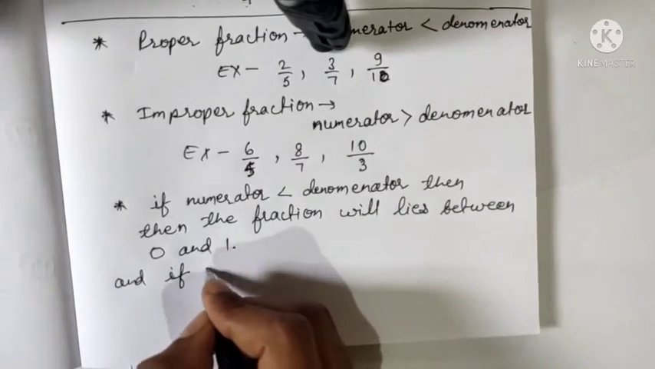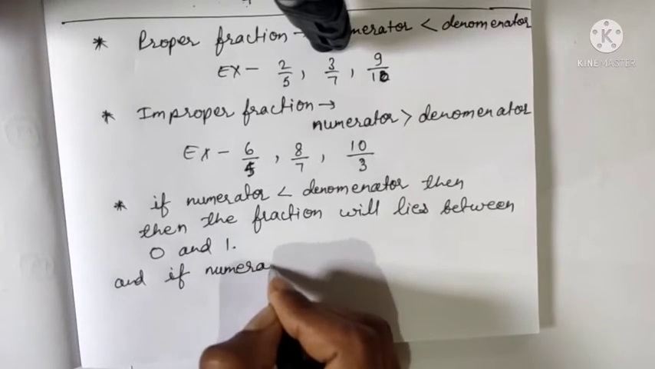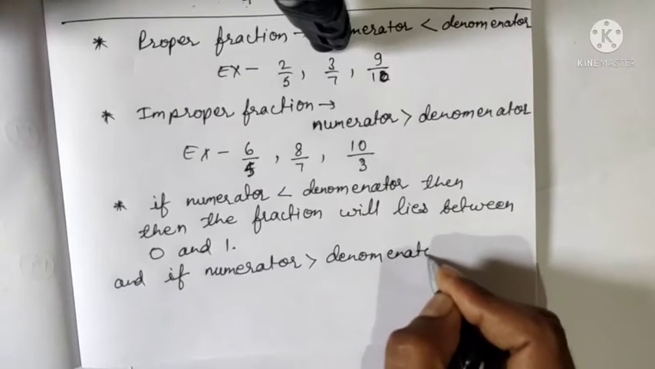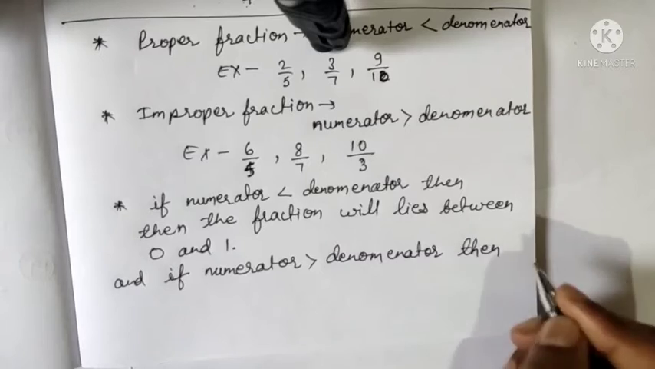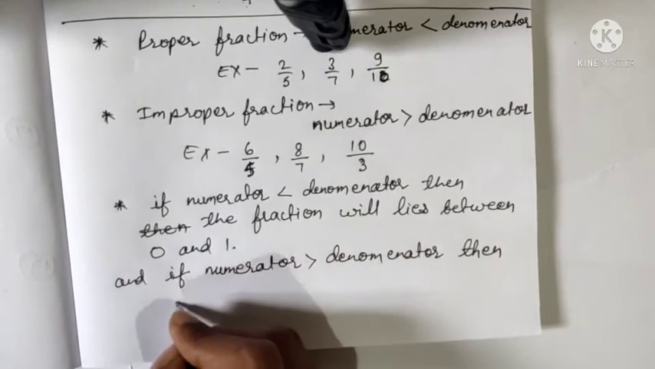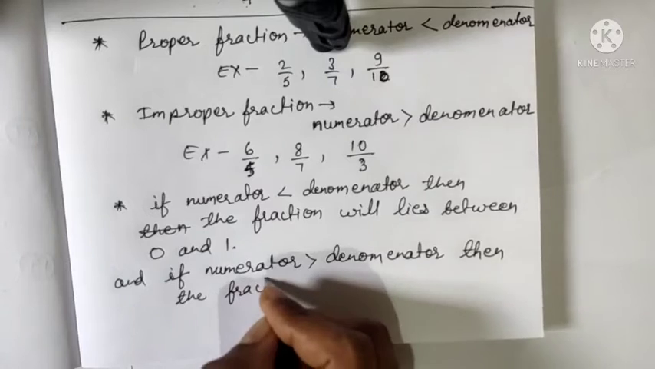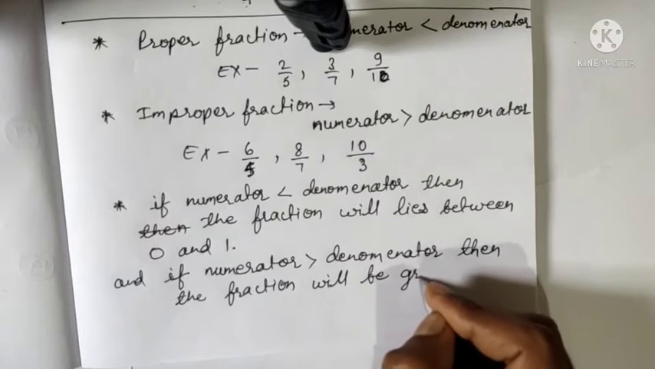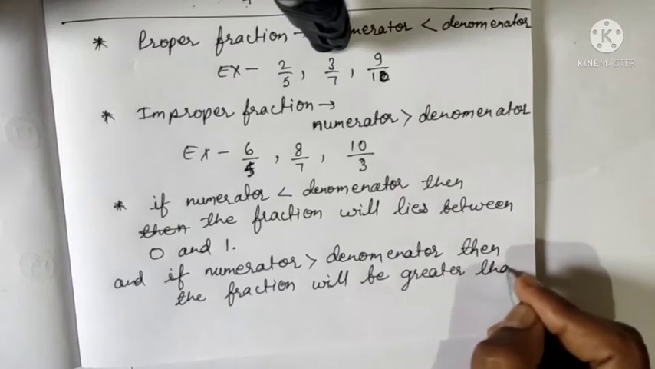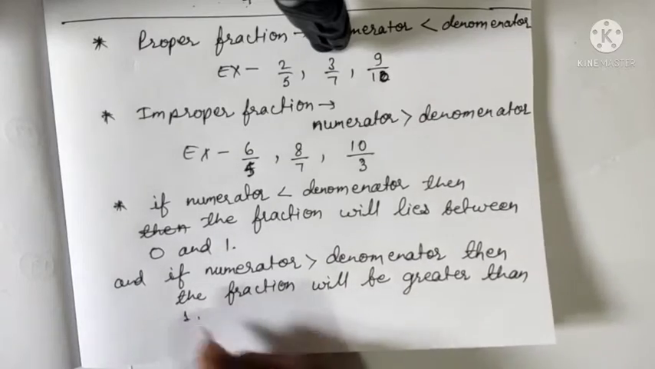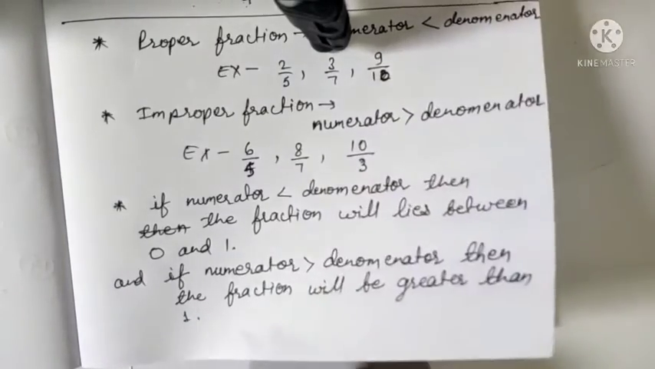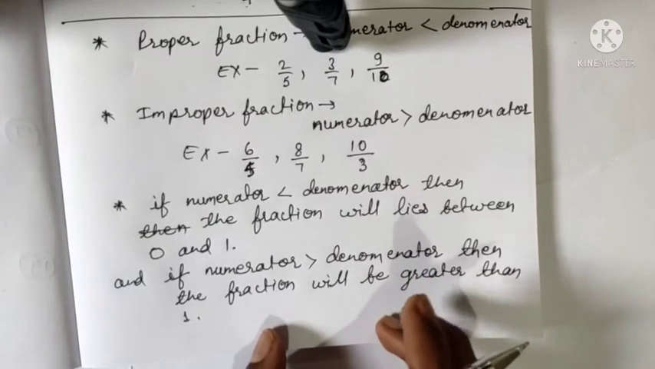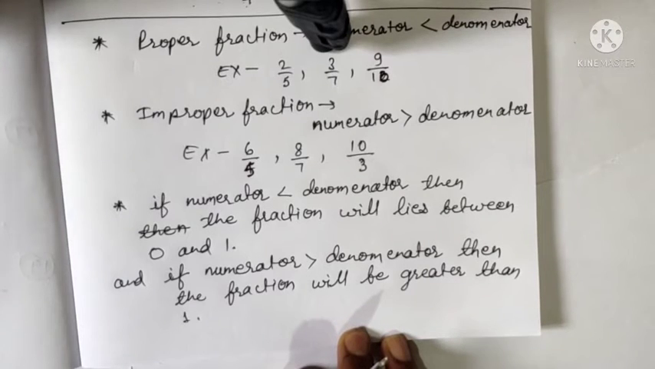And also if the numerator is greater than the denominator, then the fraction will be greater than 1. Now we are in a position to solve all questions of exercise 5.3. So we are going to solve exercise 5.4.